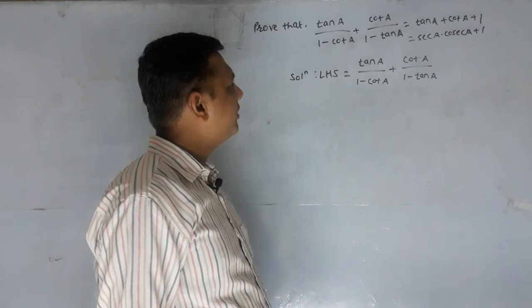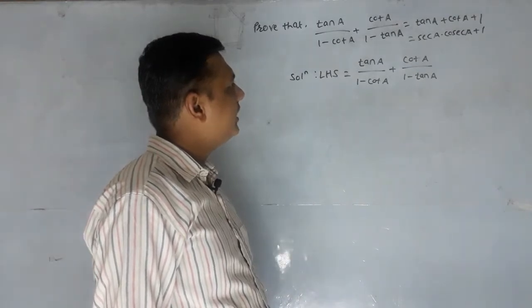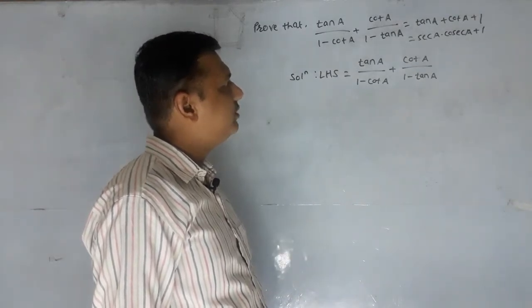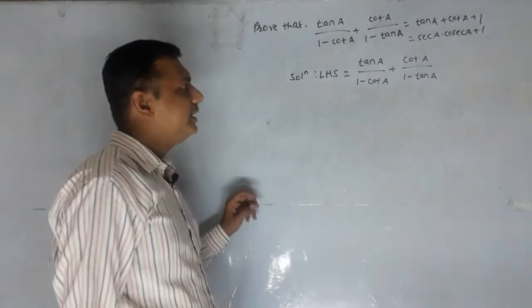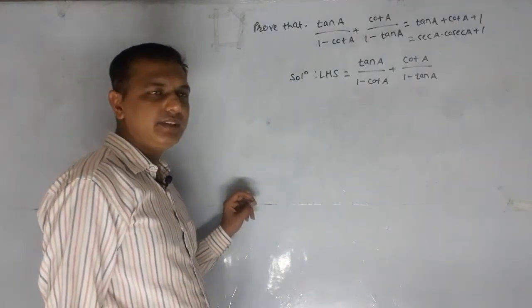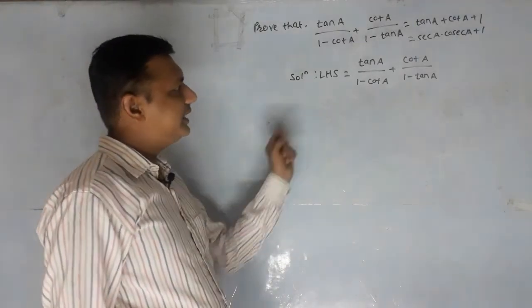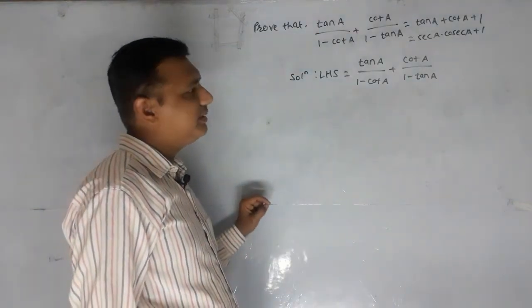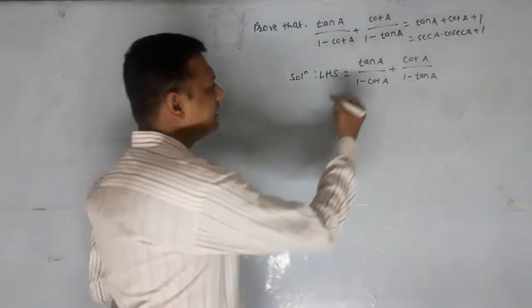Prove that tan a upon 1 minus cot a plus cot a upon 1 minus tan a is equal to tan a plus cot a plus 1, which is equal to sec a into cosec a plus 1. Solution. Consider LHS: tan a upon 1 minus cot a plus cot a upon 1 minus tan a.